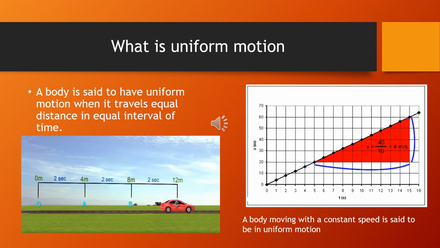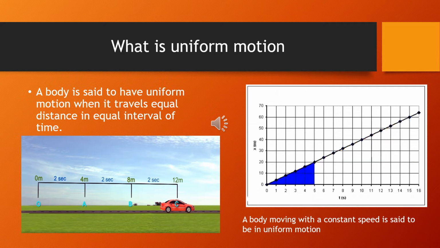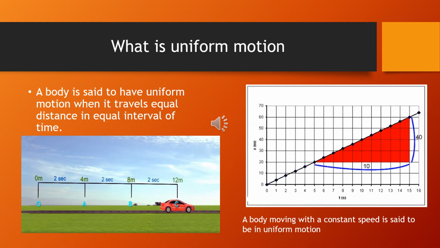Now visualize the graph. In this graph, on the x-axis we have distance, and on the other axis, the t-axis, it is time. Time is shown in seconds and distance is in meters. When you look at this calculation, it is providing you the third term, that is speed. A body moving with a constant speed is said to be in uniform motion.